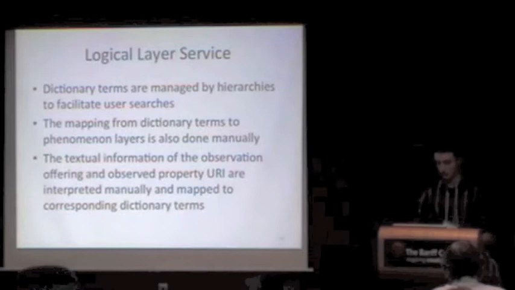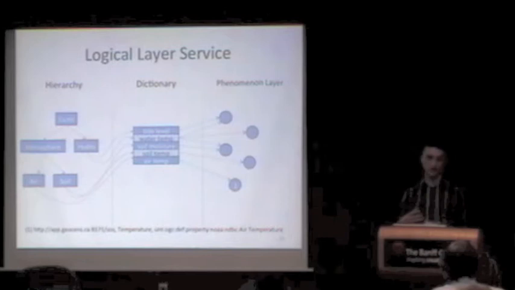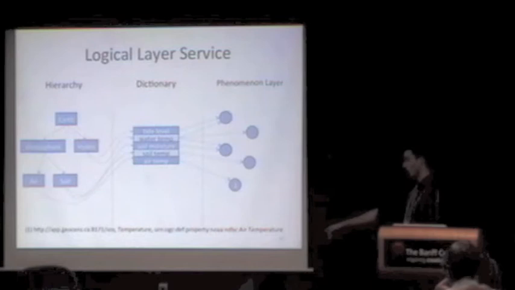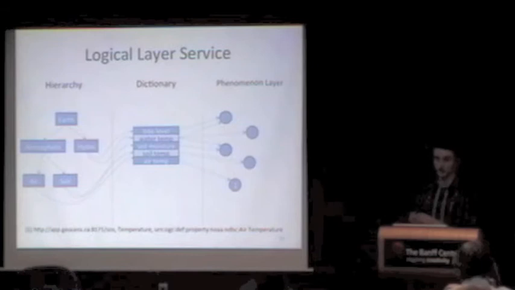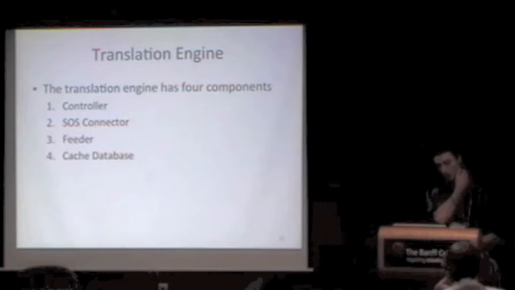So if you didn't quite catch that, this is what it looks like. Some kind of hierarchy just to organize everything, so you can click through it, kind of like a folder system on your computer, just to make it easier to select the dictionary term that you want, something like air temperature, and that would map to one or many phenomenon layers. And phenomenon layers are defined at the bottom here by a service URL, an observation offering, and an observed property, as defined by the implementation of the service itself. Now, the translation engine, as I said, is used for communication, and it has four components: a controller, an SOS connector, a feeder, and a cache database.